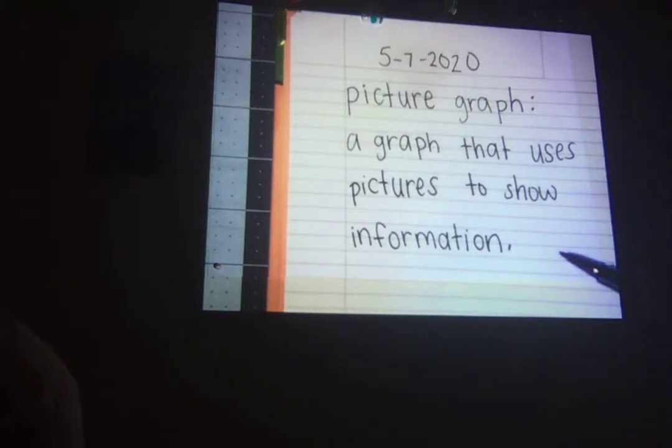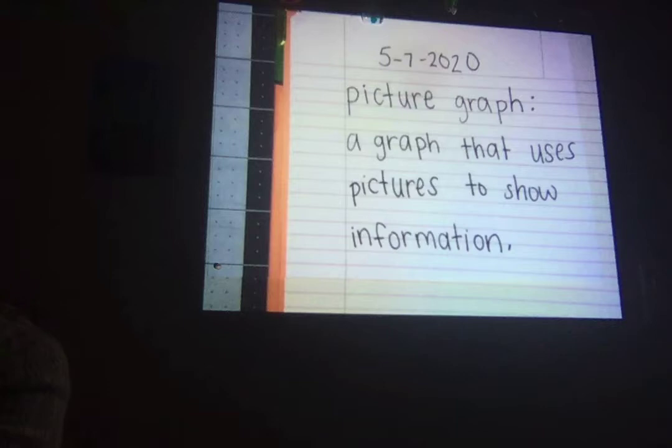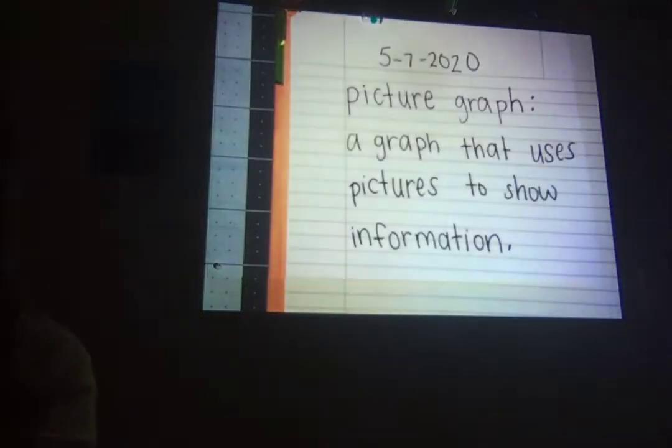So when I show you an example of a picture graph, you should be looking for pictures that show information. Go ahead and pause the video if you need to and write that down. And when you're ready, we're going to turn to page 179, P179, in your green math book, your Go Math books, just like this. So find page 179. Remember, you are not ripping these out. I'm just ripping it out so it's easier to show you.